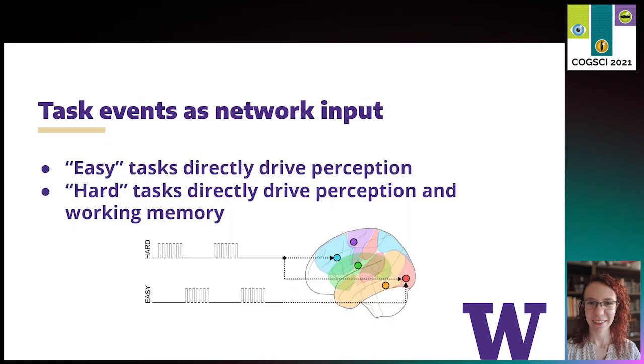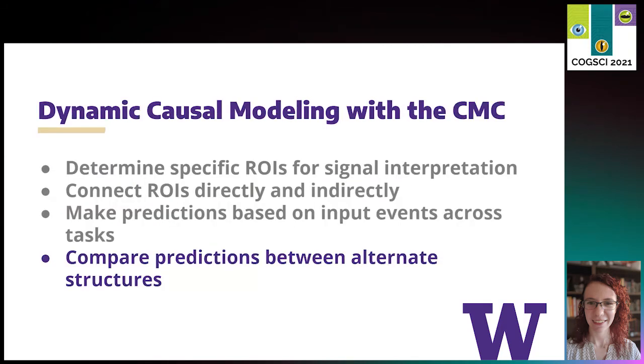These conditions were either easy, so just a simple processing of the stimuli would be the beginning of the network. Easy tasks drive activity directly only in the perceptual region. And hard tasks might require memory of the task instructions, which is reflected by having them drive input directly in the perceptual region as well as the working memory region. And with that, we have all the pieces we need to make good predictions about activity, and we can now compare the predictions across our 3 different model types.